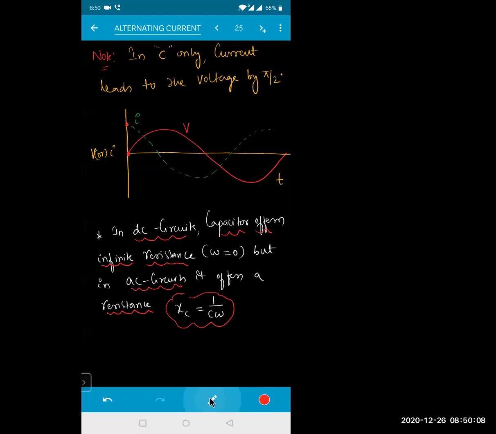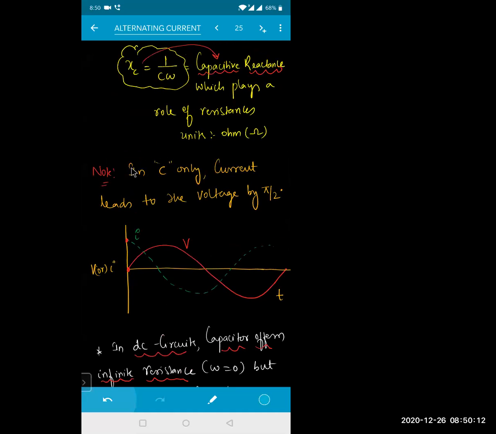Very important relation. So in AC circuit, in capacitor only, current leads the voltage by pi by 2. Current leads the voltage by pi by 2. Is it clear for everyone?